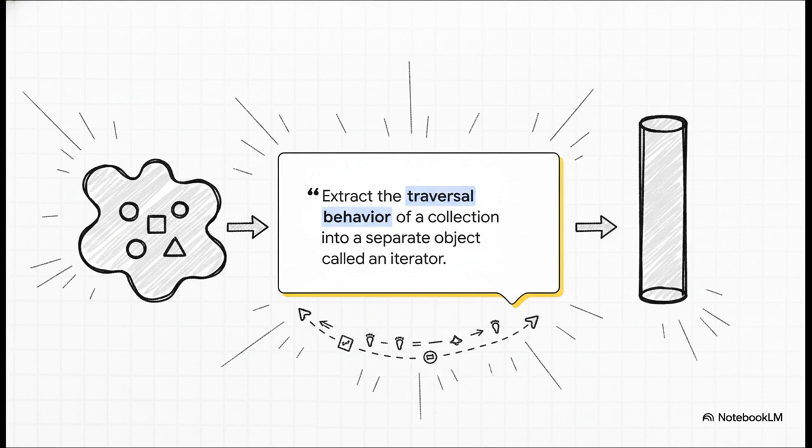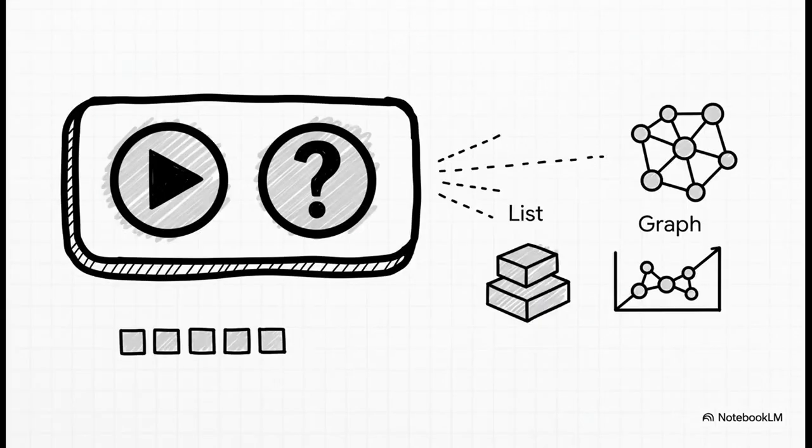This separation is where all the power comes from. So let's go back to our analogy. The iterator is our universal remote. It doesn't matter if you're pointing it at a list TV or a graph Blu-ray player, the remote works the exact same way. And it's a really simple remote. It just has two main buttons, a next button to get the next item, and an Are We Done Yet button to check if there's anything left. That's it. It's so beautifully simple.